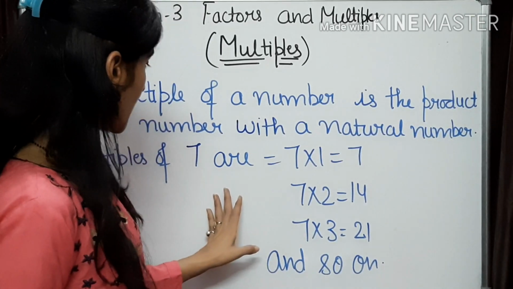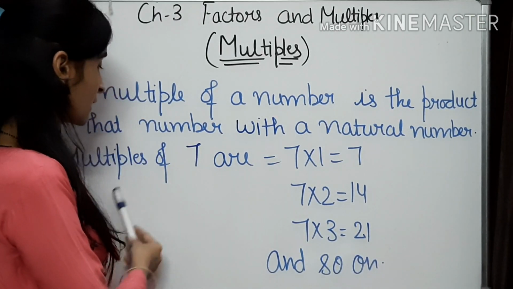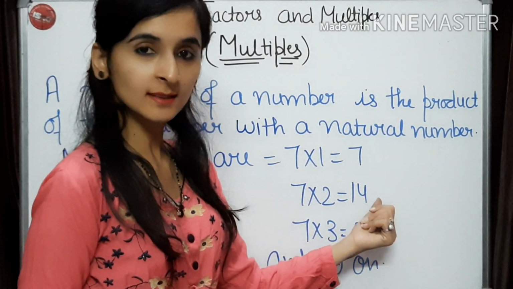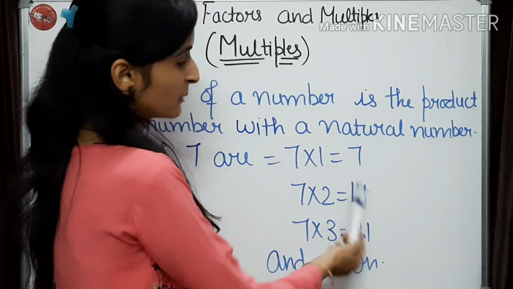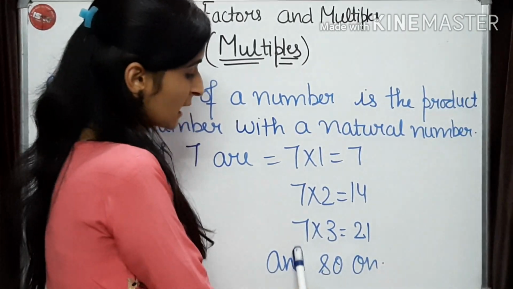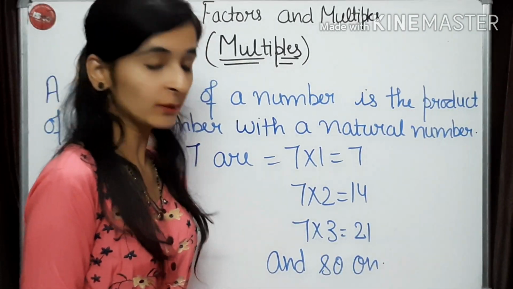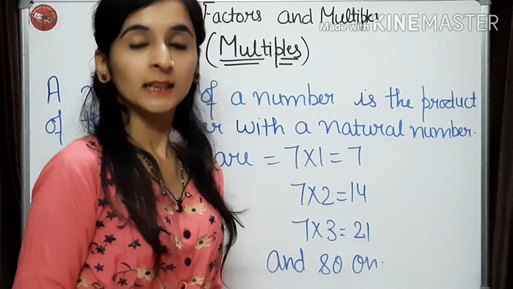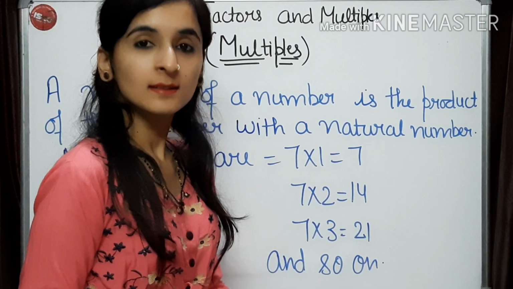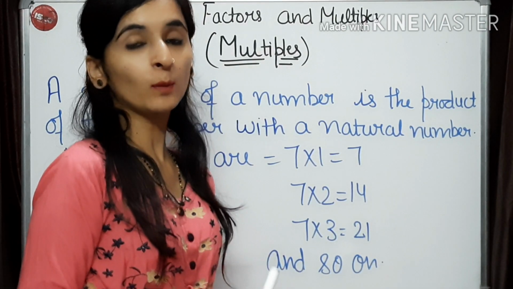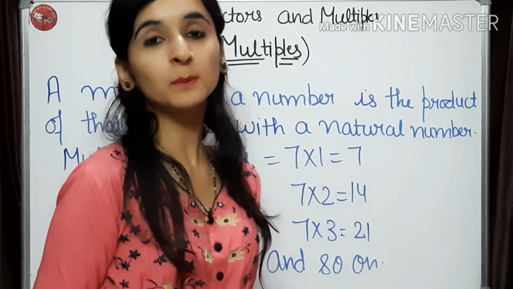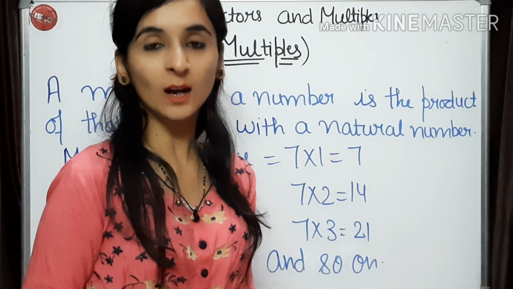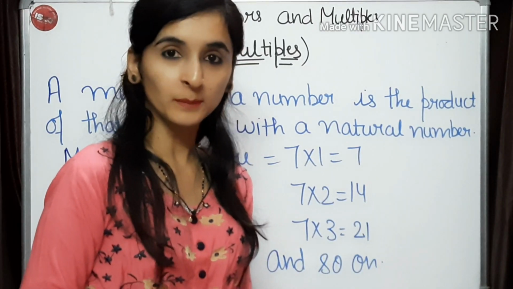So here I have taken one example, that multiples of 7 are 7 multiplied by 1 is 7, 7 multiplied by 2 is 14, 7 multiplied by 3 is 21, and so on. So likewise we can find infinite multiples of 7. So there is a property of multiples that the multiples of a number are infinite. It means we cannot count the multiples of a number.